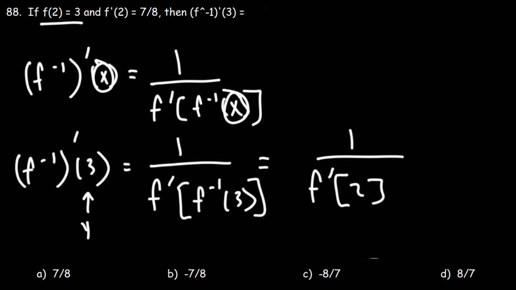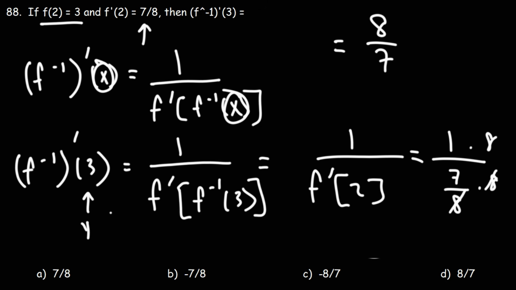And now, what is f prime of 2? F prime of 2 is 7 over 8. So we have 1 over 7 over 8. What we can do is multiply the top and bottom by 8. These will cancel, and we're going to get the reciprocal, which is 8 over 7. So this is going to be the answer. It's answer choice D.